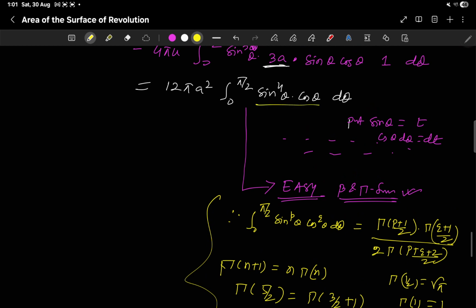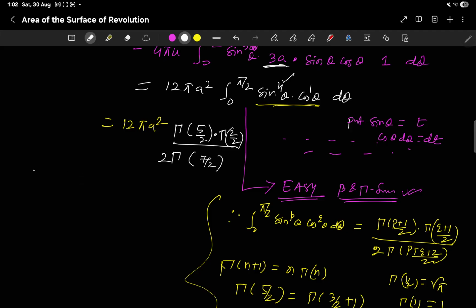So accordingly it will be 12πa², gamma of (p+1)/2 with p is 4, so 5/2, into gamma of (1+1)/2, gamma 2/2, divided by twice gamma of (p+q+2)/2, 4 plus 1 is 5, plus 2 means 7/2.